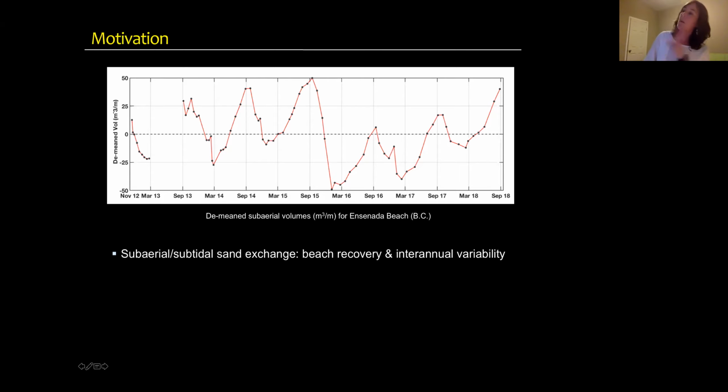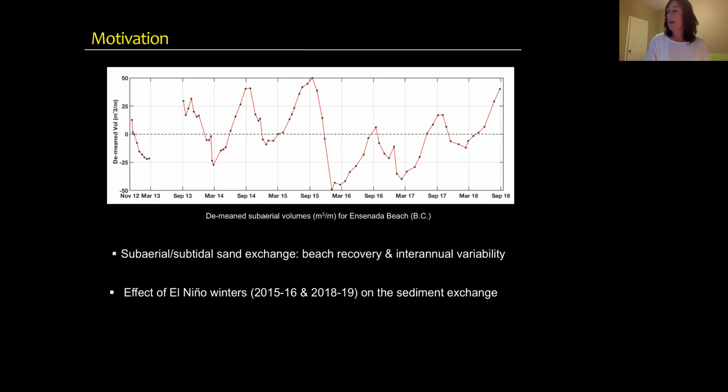It gave me the question how the exchange of sediment was between the subaerial and subtidal beach. And so I am interested in understanding beach recovery capabilities in interannual scales. Then the effect of El Niño winters is very interesting. We captured 2 El Niños, one in 2015-16, the other one in 18-19. And something that I want to look at in detail is the mechanisms for the subaerial beach to recover.